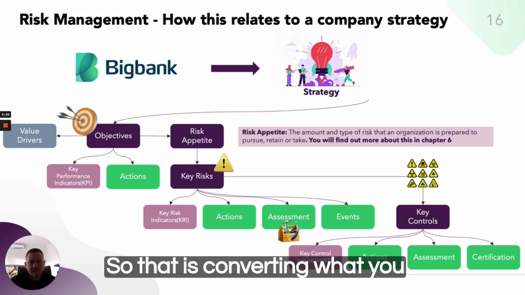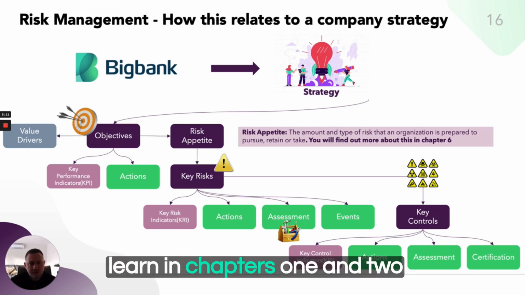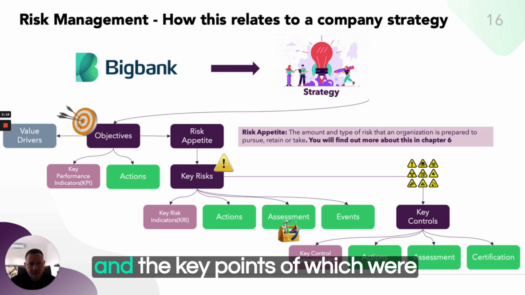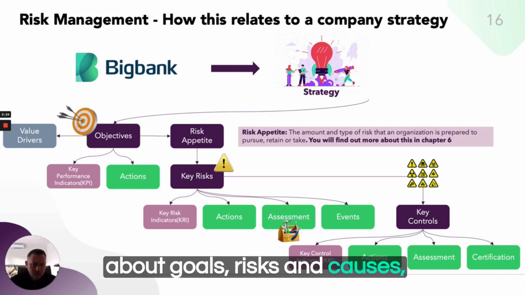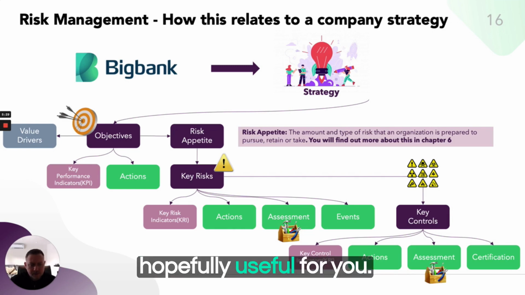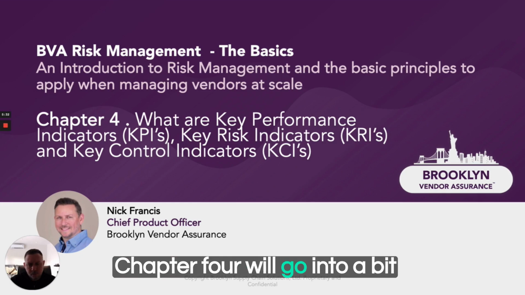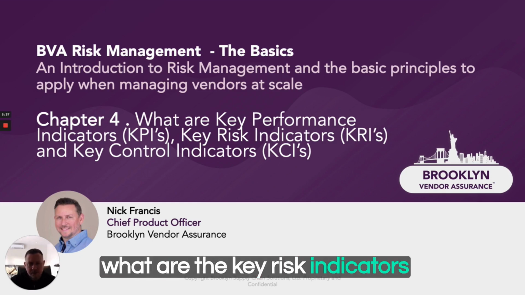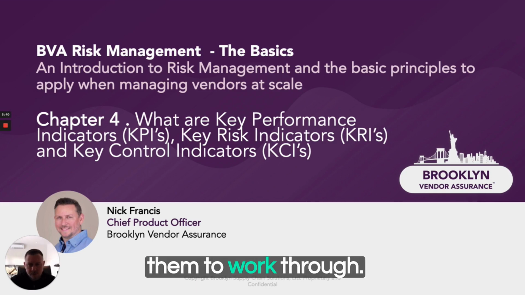So that is converting what you learned in Chapters 1 and 2 and looking at how you bring that back to a corporate setting, and the key points of which were about goals, risks and causes, where that overlays in a corporate sense. Hopefully that was useful for you. Chapter 4 will go into a bit more about what the key performance indicators are, what the key risk indicators are, and what the key controls are. I'll give you examples of them to work with.